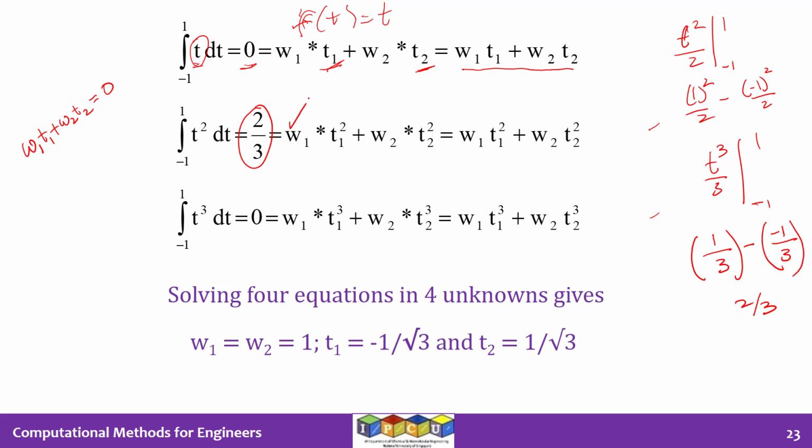On the right hand side is w1. Then what if f of t is t squared? That's what we have used here. If f of t is t squared, f of t1 will be t1 squared. And f of t2 will be t2 squared. So w1 f of t1, which is t1 squared, plus w2 f of t2, which is t2 squared. So we get w1 t1 squared plus w2 t2 squared equals 2 by 3. So the third equation that is going to help us is this.